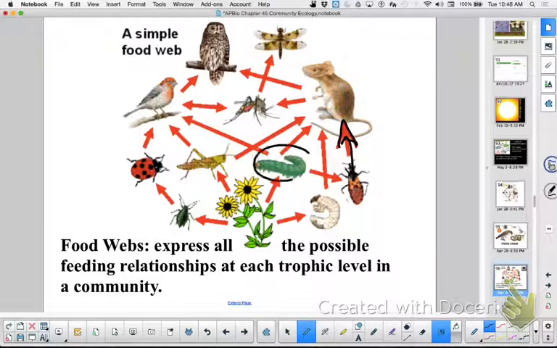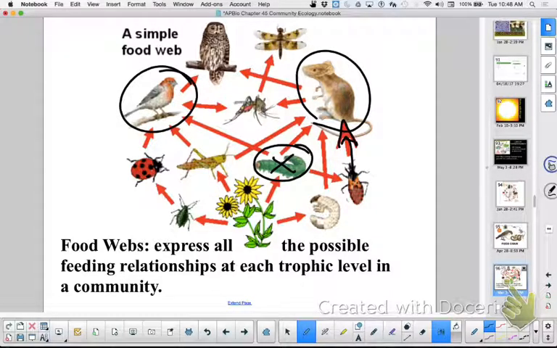I want you to look at this caterpillar. If some pest came along and killed off the caterpillar, who would be directly impacted by the loss of our caterpillar? Mouse, I agree with you. Who else? The birds. Anybody else? The beetle. Anybody else? And the plant, because it would just. Okay, so primarily because all of them feed on them, right?